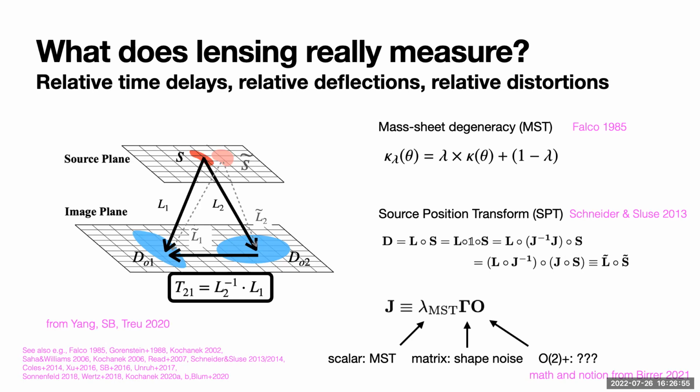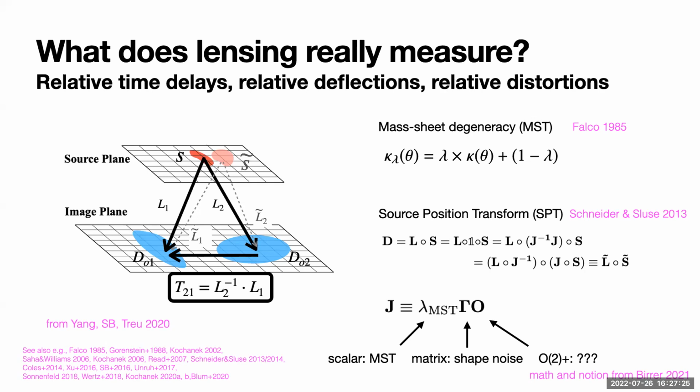This is really the information we have accessible, regardless of what the source really looks like. If we make more assumptions about whether the source looks more like S or S tilde, we can learn more about the actual lensing transform. But the relative transformation between them, T2 times the inverse of T1, is really what the data give us accessible without more assumptions. It's just about the data quality, how well we can measure these aspects.